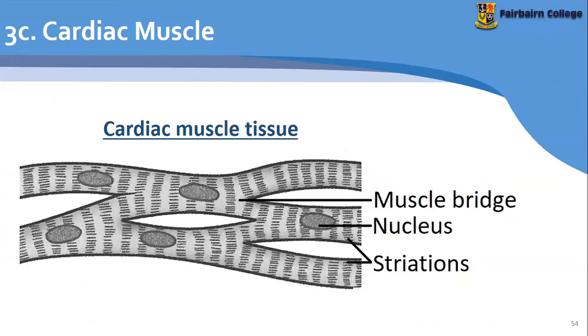There's the diagram. I'm not going to spend a lot of time on it. You see the striations, you see the muscle bridges, and you see the one nucleus per cell. This one is a bit confusing, so I see there's a few extra nuclei in here. But the main differentiating factor here is the muscle bridges.